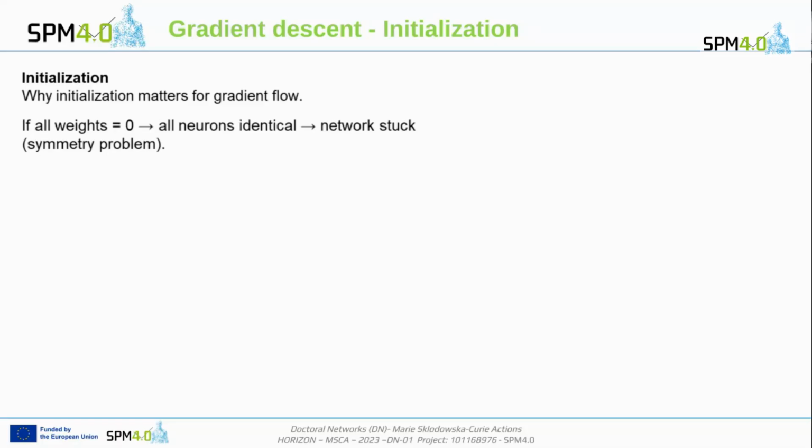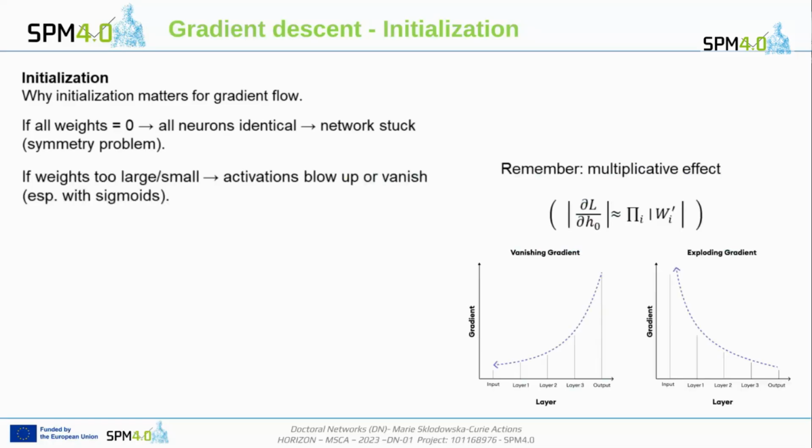Okay, so let's say we initialize all the weights to 0, which just means that all numbers are identical, and basically this means that the network gets stuck. It's symmetrical, so nothing can produce different gradients.